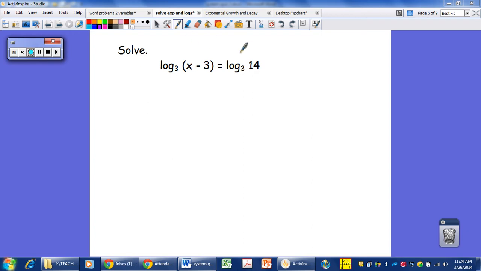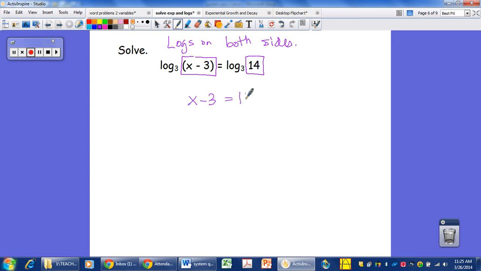So in this logarithmic equation, we notice that there are logs on both sides. When we have logs on both sides, that works a lot like when we had the same bases as the exponents. The log base 3 of this thing is equal to the log of this guy. So if the logs of these two things are equal, that means that these two things must be equal. The log of this equals the log of that. That means this has to equal that.